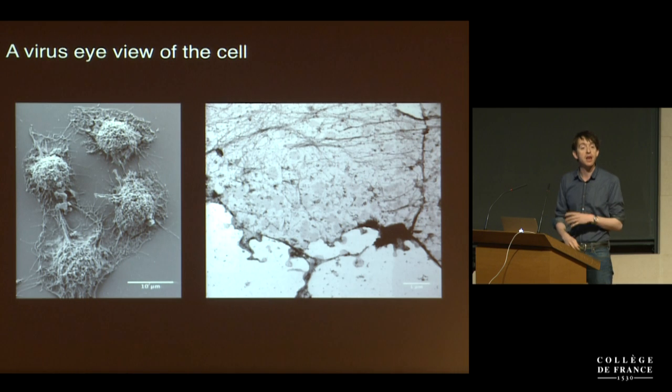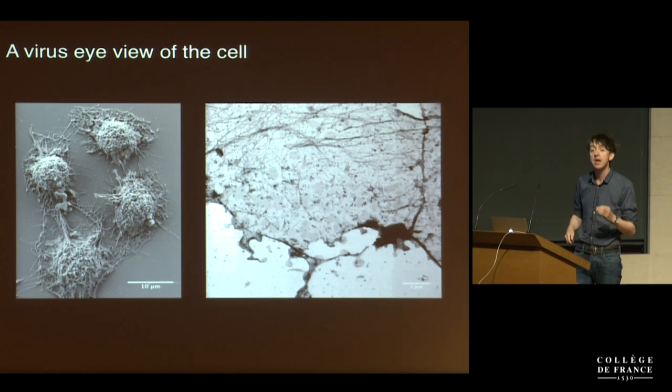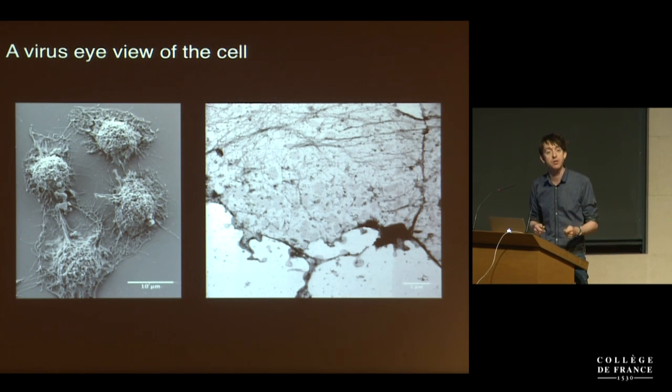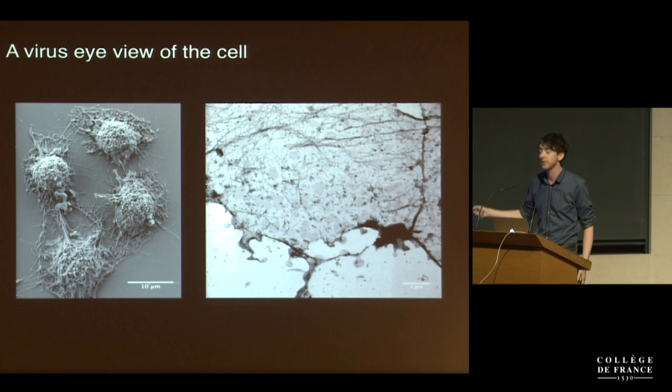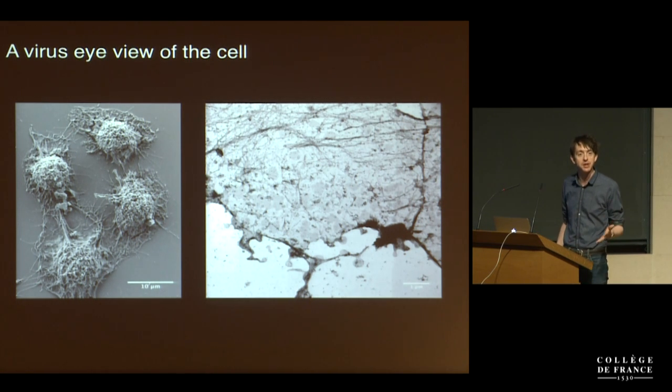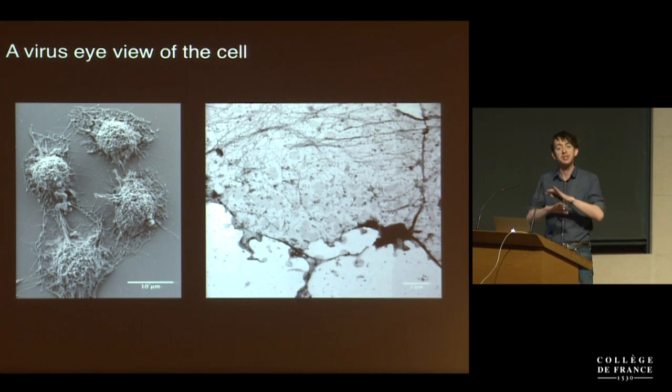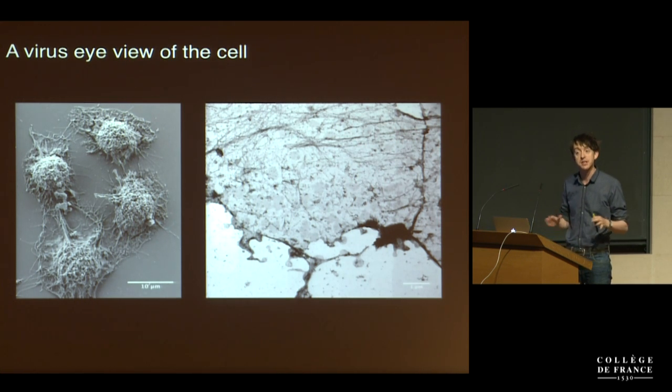So prior to the development of super-resolution microscopy, the best way to get a virus eye view of the cell was using electron microscopy, as illustrated by this scanning electron micrograph of some beautiful HeLa cells in culture. I'm interested in virus entry. The action here is occurring at the cell surface, and there are a number of EM techniques that allow us to take a virus eye view of the plasma membrane.